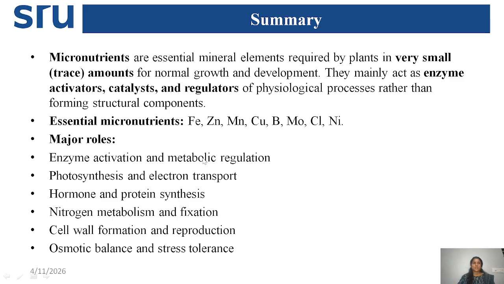Hope you got some information regarding micronutrients. Just as a summary, micronutrients are essential nutrients required in very small amounts. Iron, zinc, manganese, copper, boron and so on, all these 8 elements we consider as micronutrients. Majorly, micronutrients are involved in enzyme activity, electron transport chain, that is oxidation and reduction, and in hormone and protein synthesis. Like in the last slide, we discussed the auxin hormone because of zinc. Zinc is involved in the synthesis of auxin. And in nitrogen metabolism, majorly molybdenum is involved.